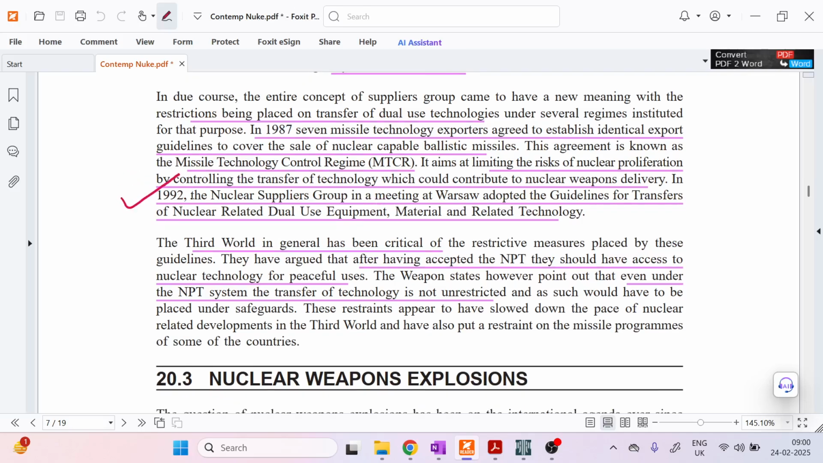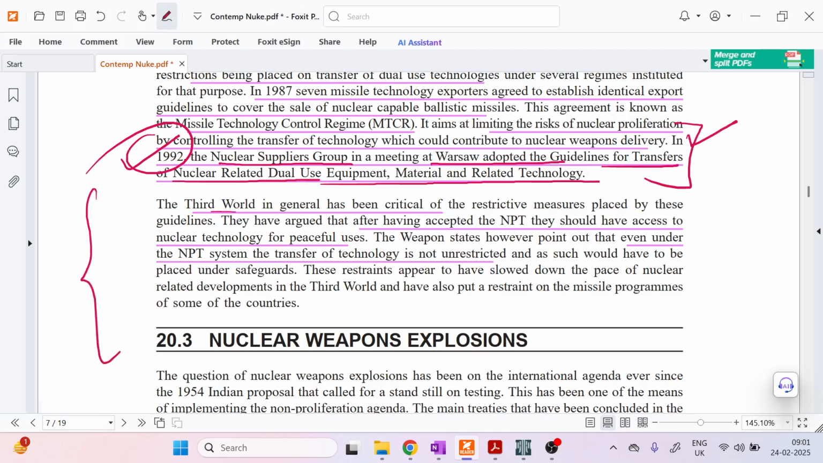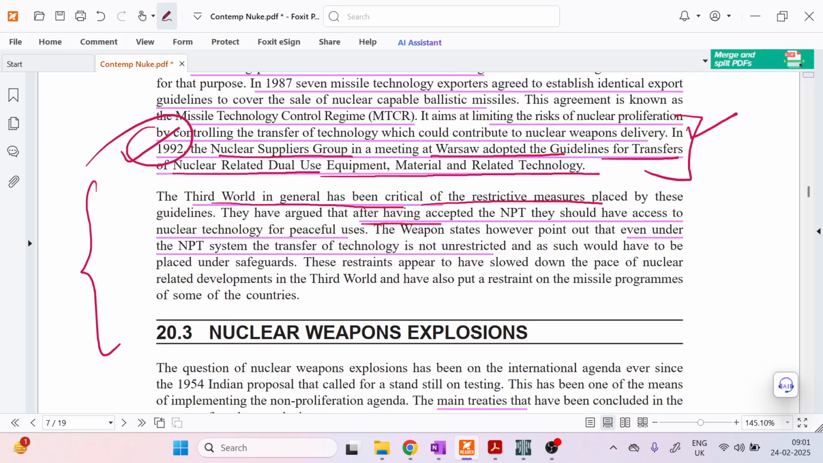Then next in the timeline came the 1992 Nuclear Supplier Group Guidelines, via a meeting in Warsaw that adopted the guidelines for transfer of nuclear related dual use equipment, material and related technology. Again, the same thing, plus some more upgradation, with more stringent restrictions. The third world countries in general have been critical of these restrictive measures placed by these guidelines. They argued that after having accepted the NPT, they should have access to nuclear transfer for peaceful use. So this objection, this criticism was rightfully placed.